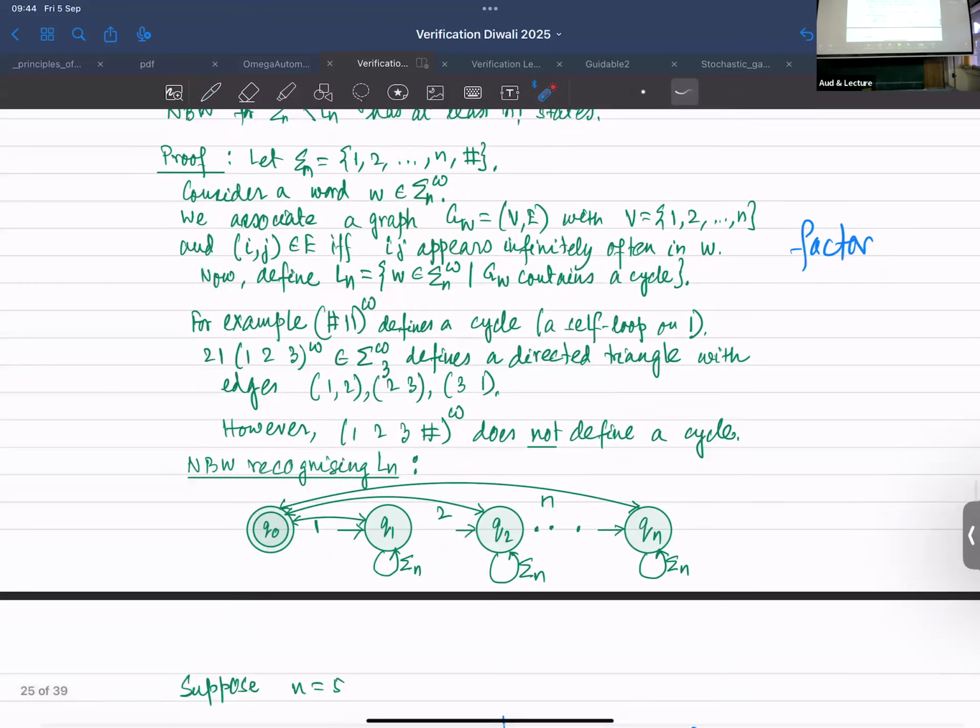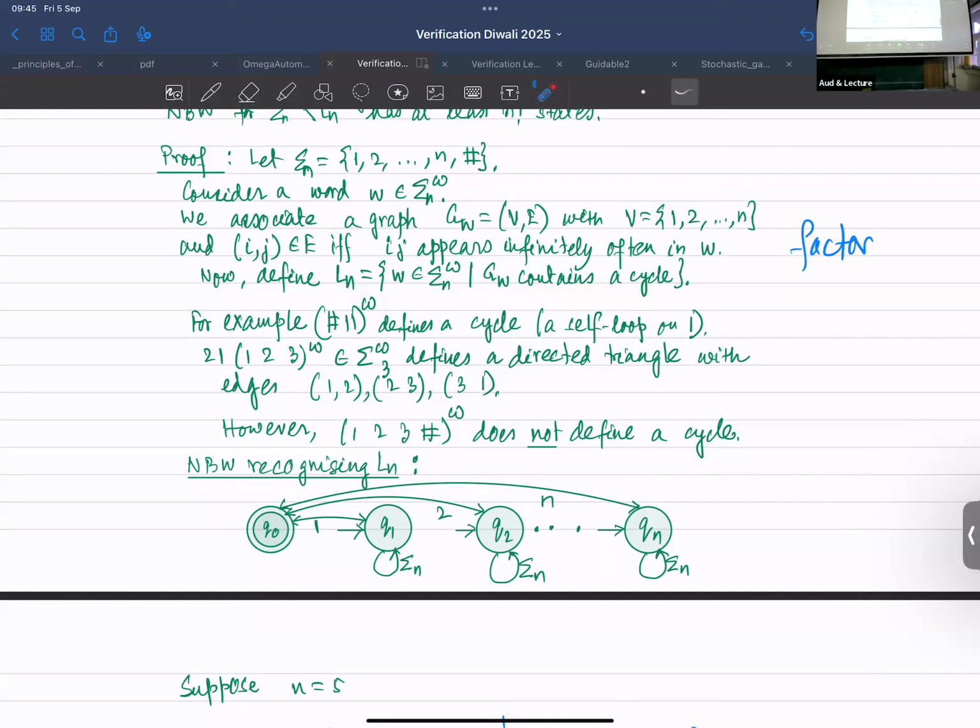Now I define the language L_n. It's the set of words in sigma_n to the omega, recall that sigma_n also has the sharp symbol, such that G_W contains a cycle. Is it clear? So I'm defining L_n as the set of words W such that if you consider the graph G_W, then G_W will have a cycle.